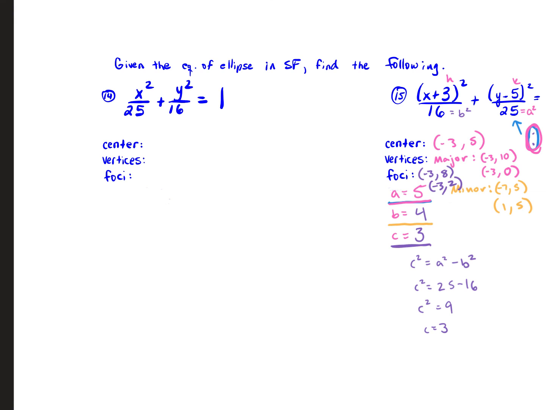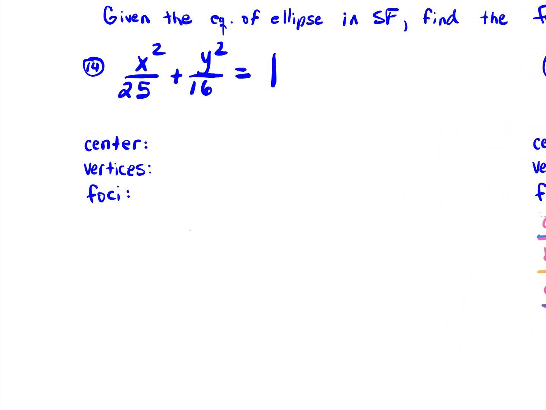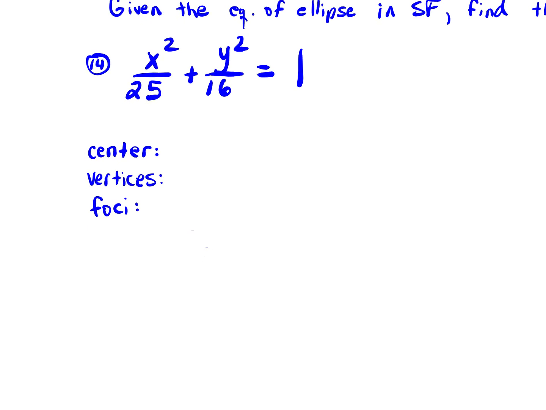So given the equation of the ellipse in standard form, we have to find the center, vertices, and foci. So right off the bat, I can see my center. What would that be? 0, 0. Now to help me find my vertices and foci, I want to find A, B, and C. So even though it doesn't ask for it, it's going to help us. So I'm going to write it there.